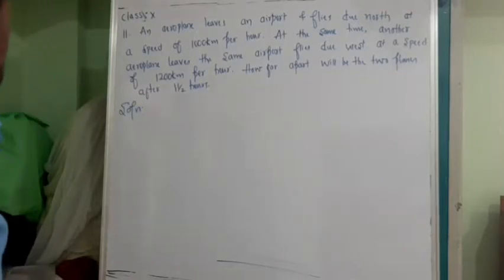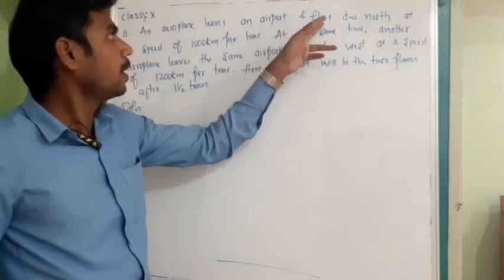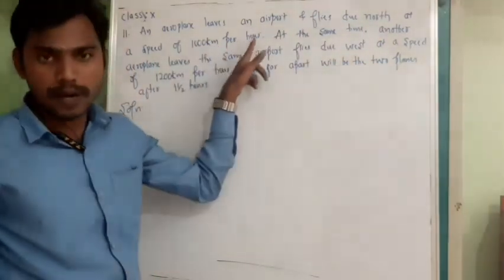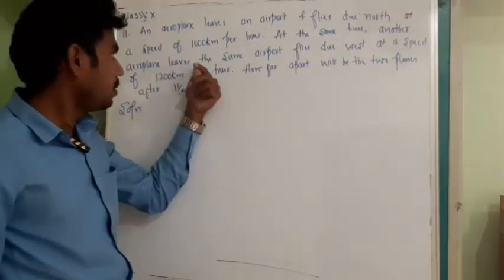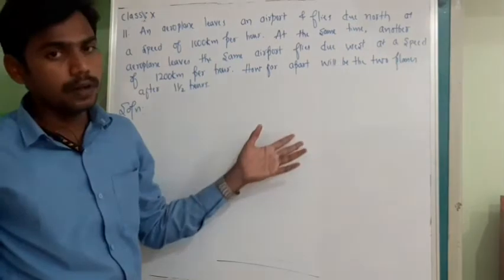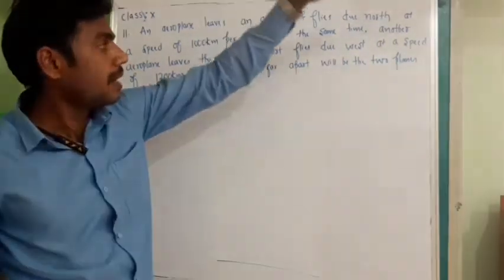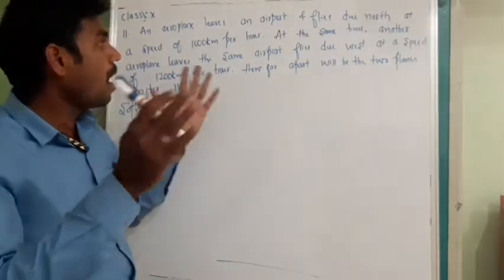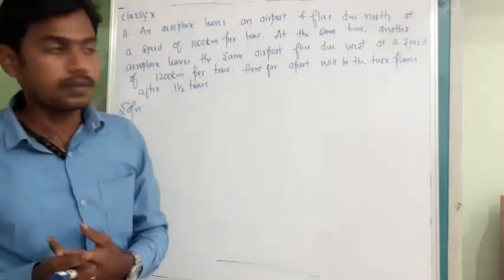So 11th question. An aeroplane leaves an airport and flies due north at a speed of 1000 km per hour. At the same time, another aeroplane leaves the same airport and flies due west at a speed of 1200 km per hour. How far apart will the two planes be after 1.5 hours?